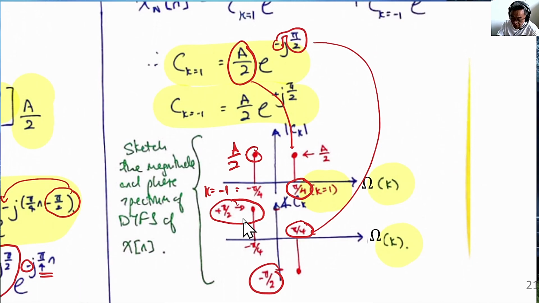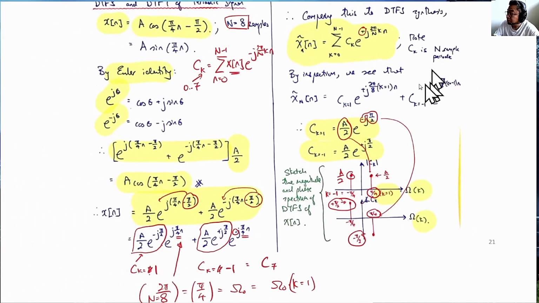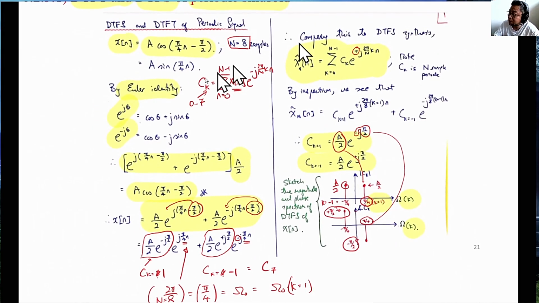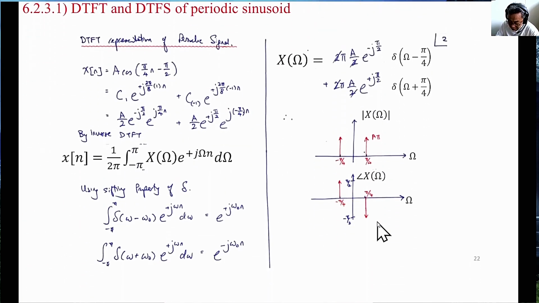Alright, so this is the DTFS representation of c_k in the equation as well as in the graphical representation. This is the magnitude plot and this is the phase plot. So once we have this, how do we get the DTFT of this? What we do is take this exact figure and then change it a little bit.